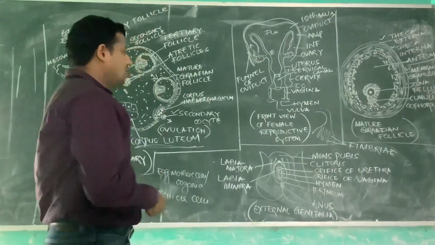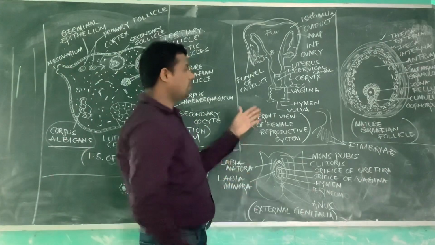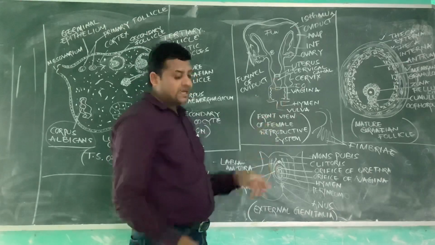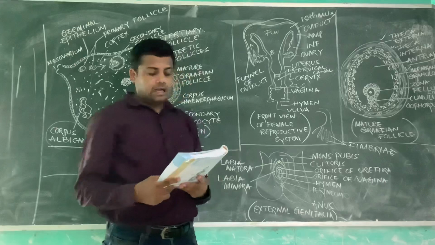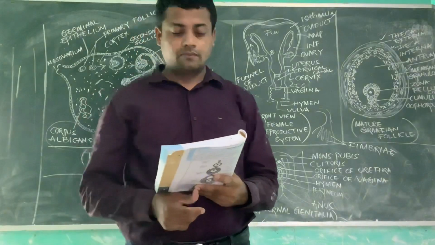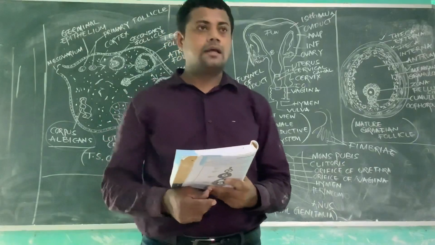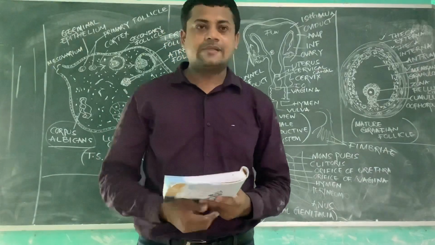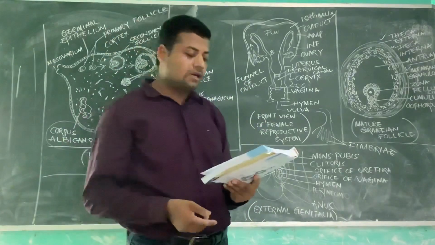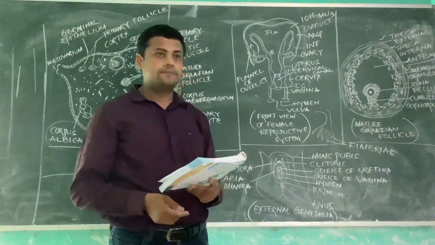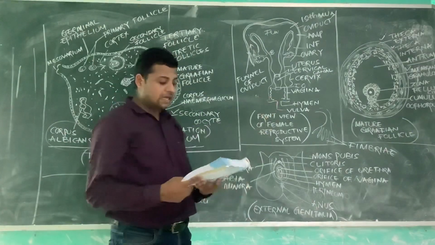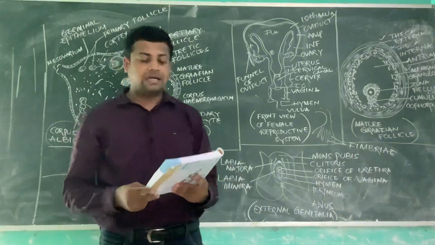Okay. The next part of the female reproductive system is the vagina. The vagina is also called the copulating chamber in females. It receives the penis of a male at the time of coitus, sexual intercourse, or copulation. So it is called the copulating chamber, and it measures about 10 centimeters in an adult.